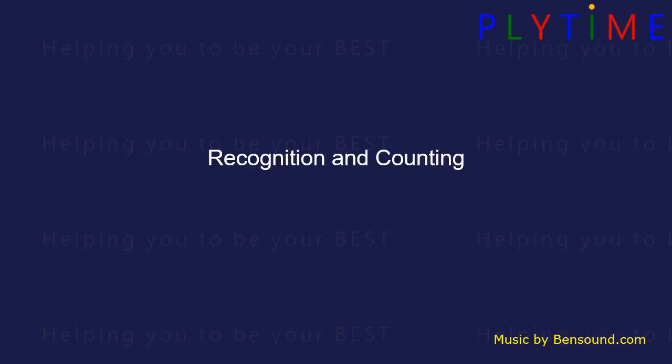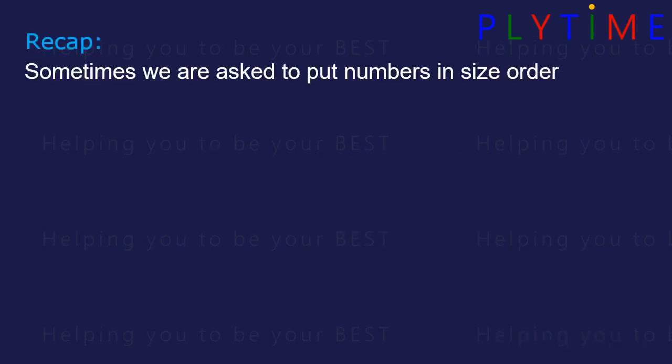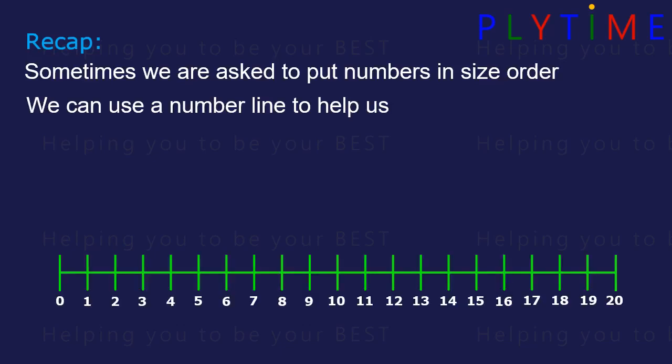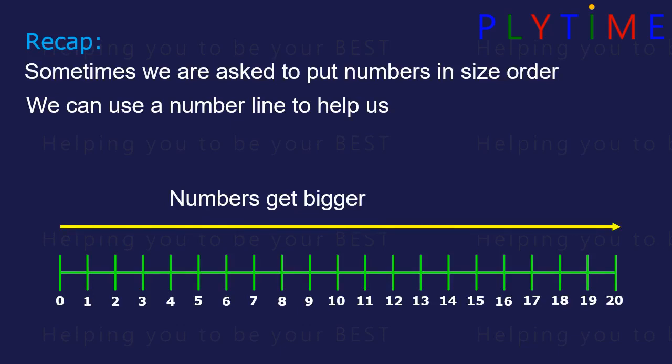Recognition and counting. Order numbers in size lower than 100. Let's recap. Sometimes we're asked to put numbers in size order. We can use a number line to help us. Numbers get bigger as they go to the right.